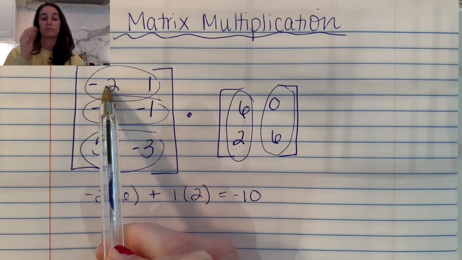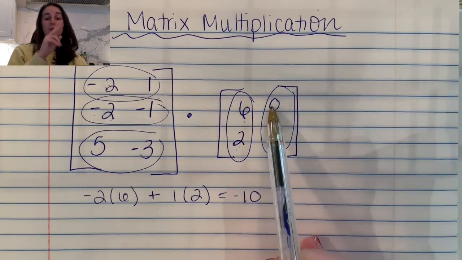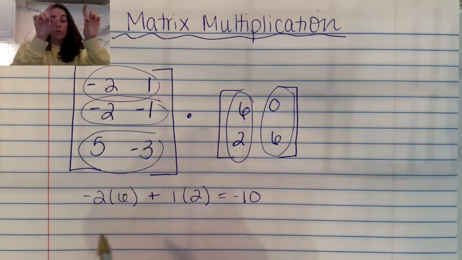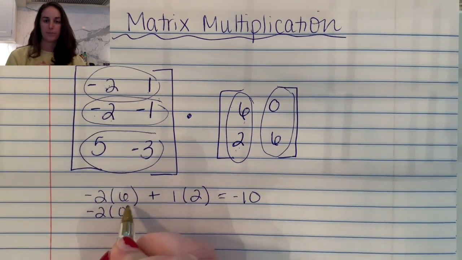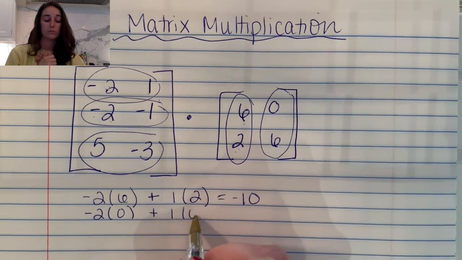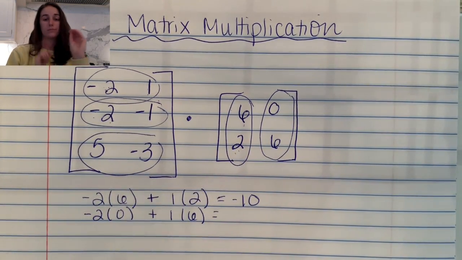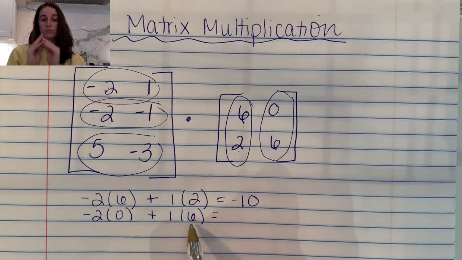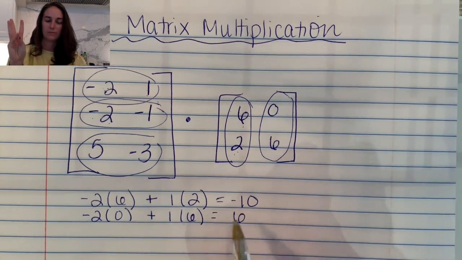-2 times 0. So our first number times our first number. And now we've moved over. So -2 times 0 plus our second number times our second number, 1 times 6. -2 times 0 is 0. 1 times 6 is 6. 0 plus 6 is 6.